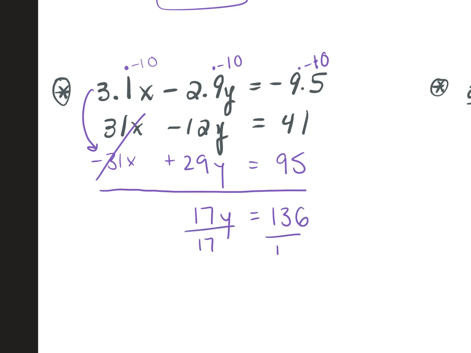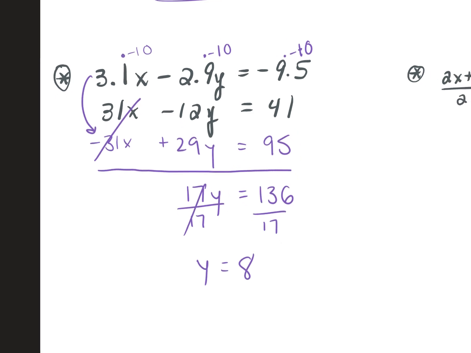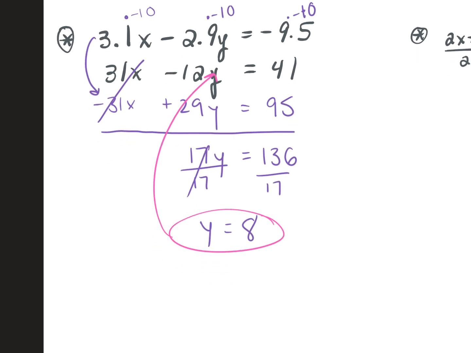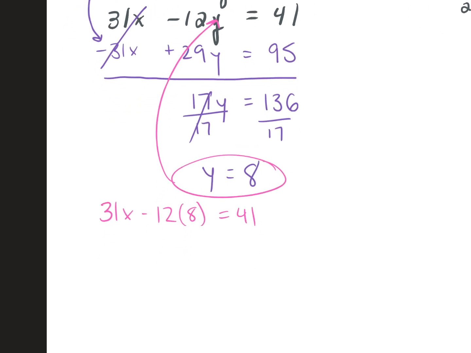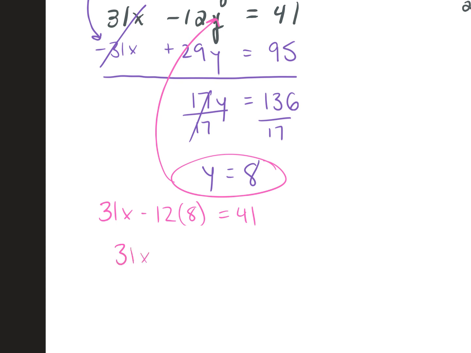Divide both sides by 17. Amazing. Y equals 8. Still have to find x, so what would I do next? Plug it in. So I'm going to plug it into the second equation. That way I don't have to worry about the decimals in the first. So 31x minus 12 times 8 is equal to 41. 31x, what is negative 12 times 8? So negative 96 is equal to 41.